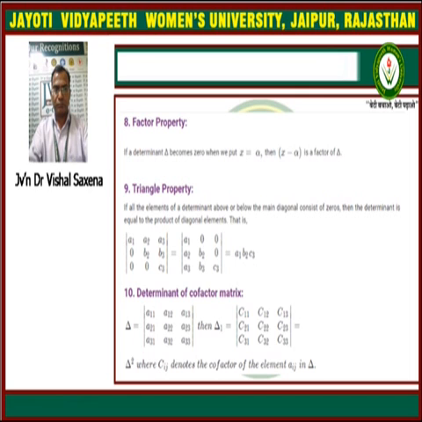So this is the determinant of the cofactor matrix, and del 1 is equal to del square, where Cij denotes the cofactor of the element Aij in del.